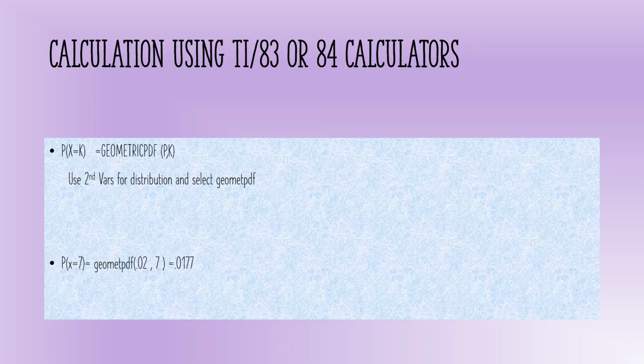If you want to use your TI calculator, make use of the second variable key which gives you the distributions, and scroll down and search for the geometric PDF. The syntax is geometric PDF of p comma k. In our case, p is 0.02. The kth item is the seventh item. So just enter the syntax geometric PDF 0.02, 7. You get 0.0177. So this matches with the result we got earlier.